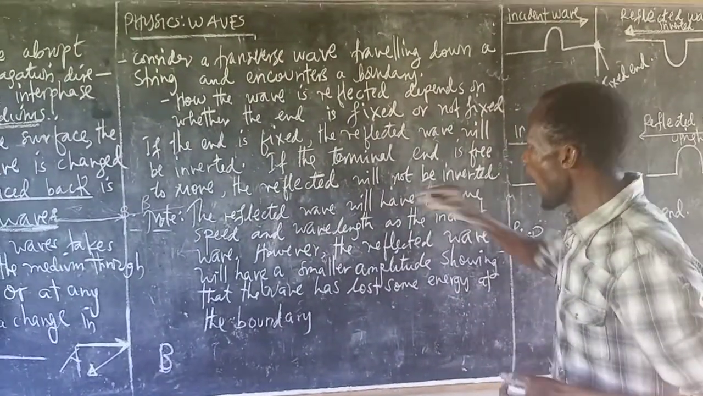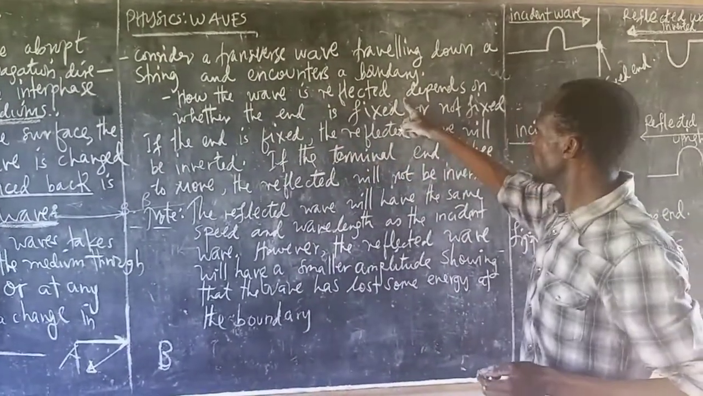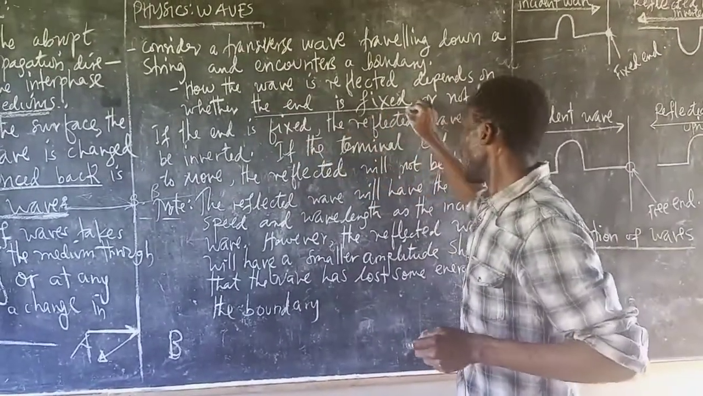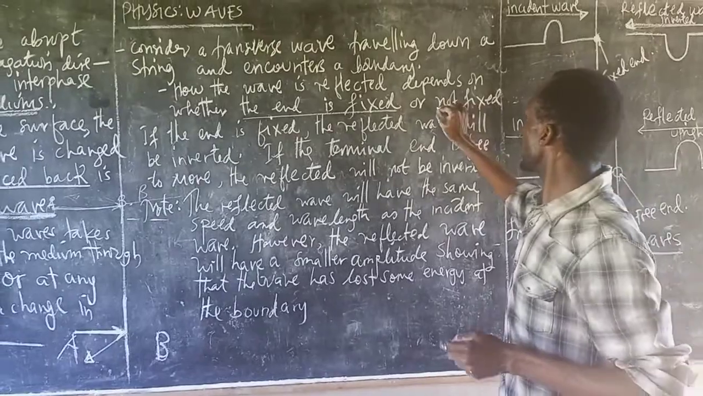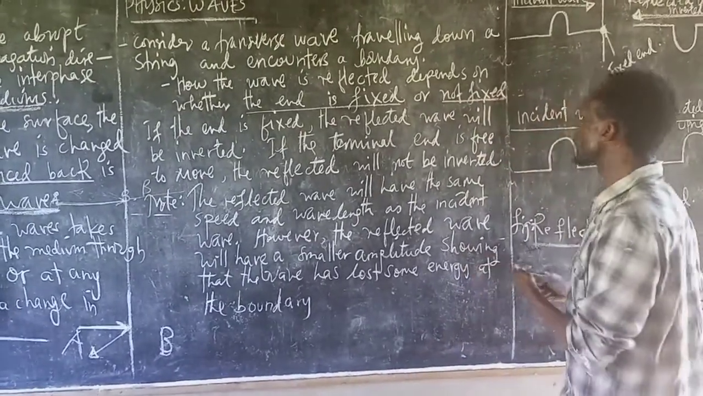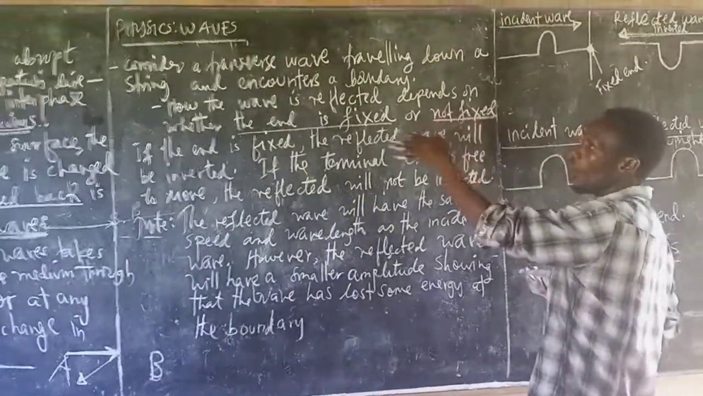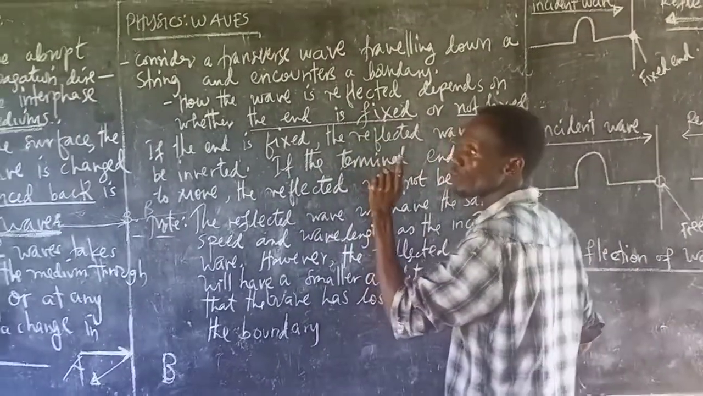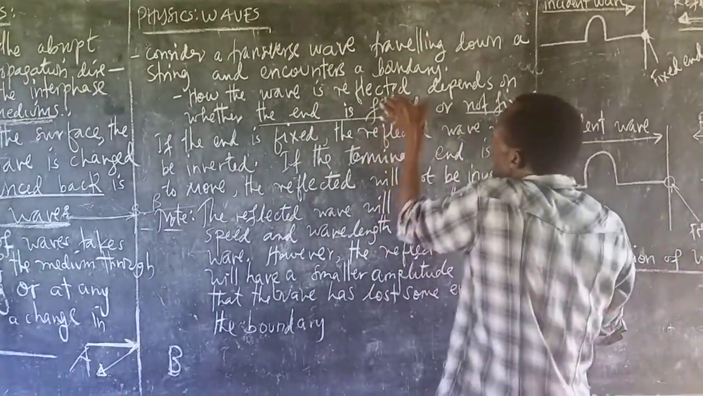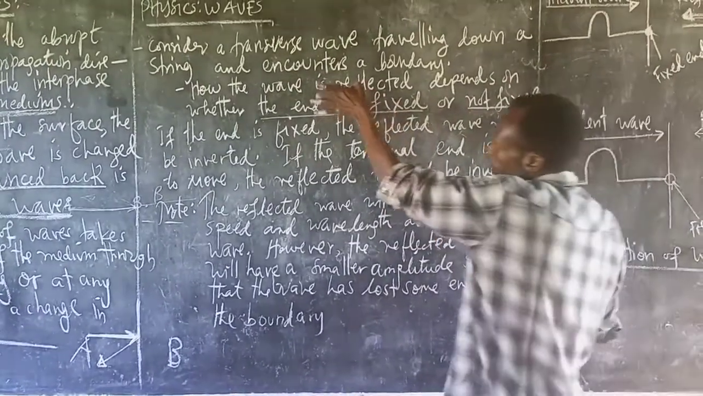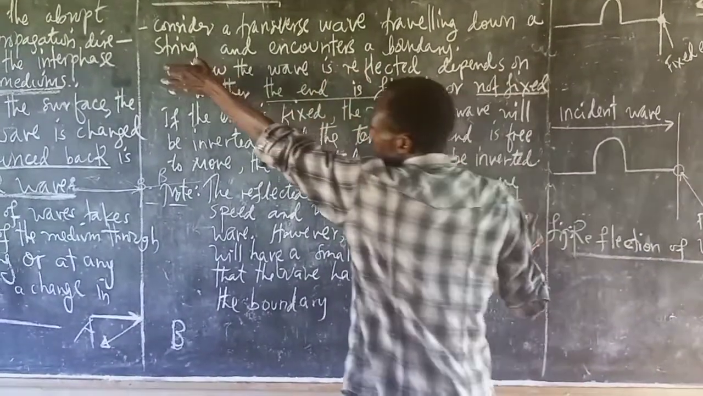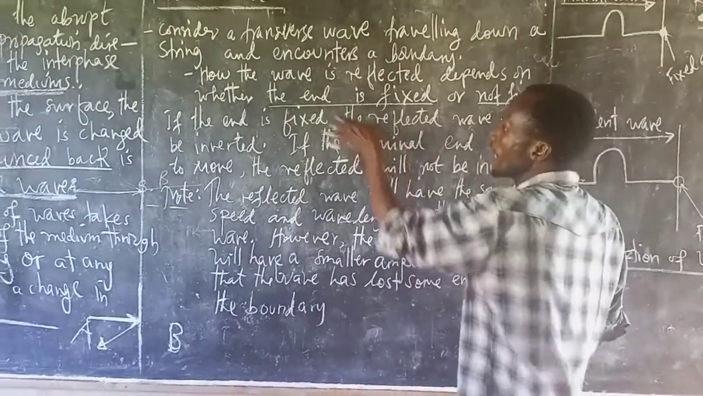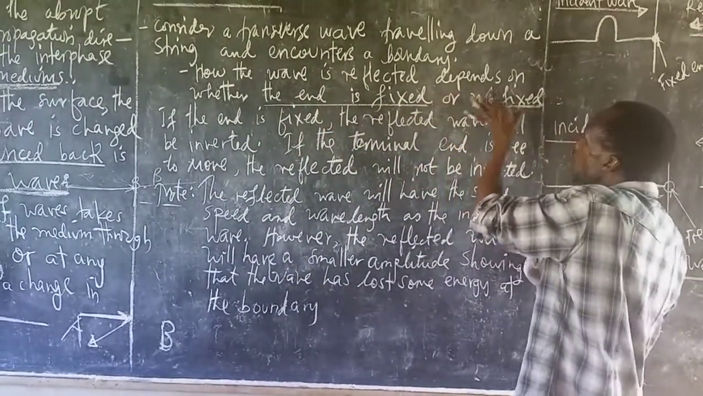Means how the wave is reflected depends on whether the end is fixed or the end is not fixed. Now means the end is free or the end is not free. That is very important to understand. The wave is reflected means the refraction of wave for the string that is tight depends on whether the end is fixed or not fixed.